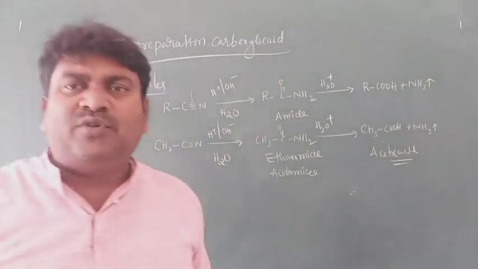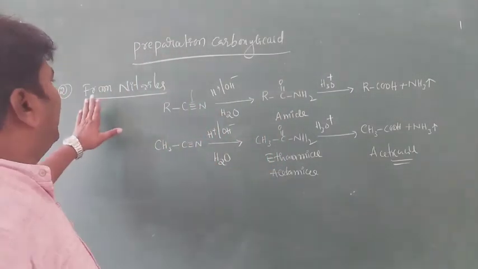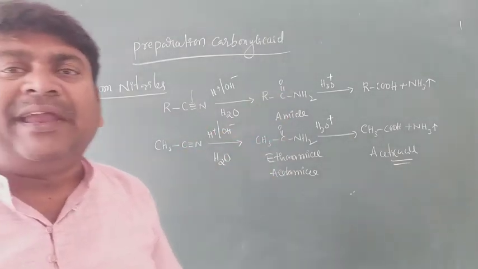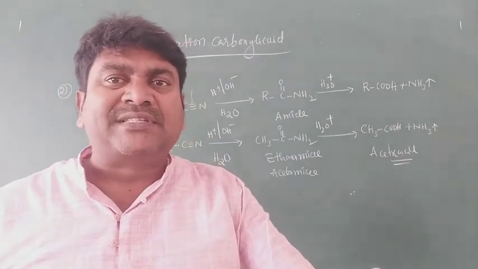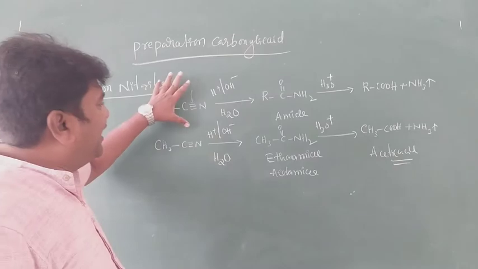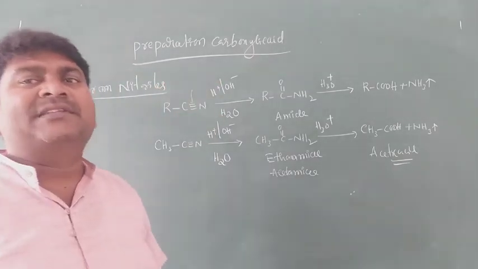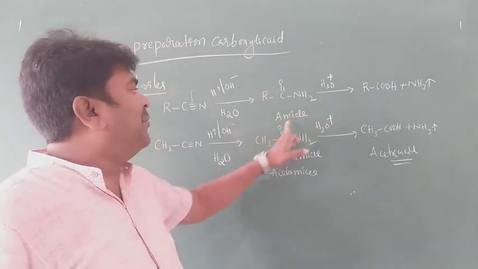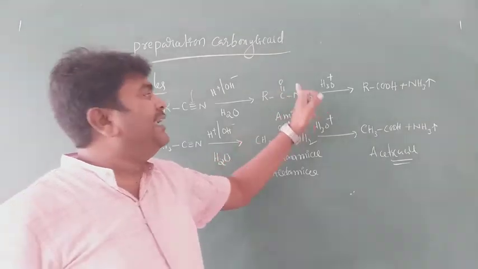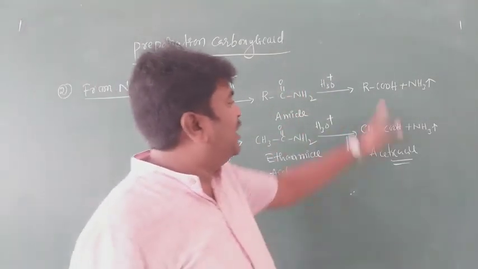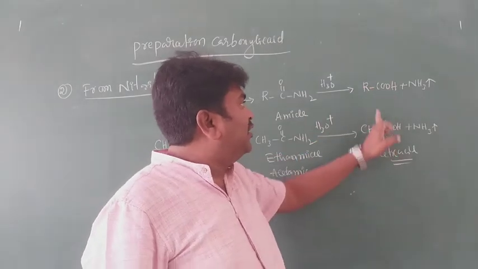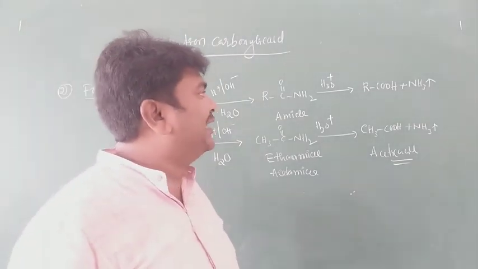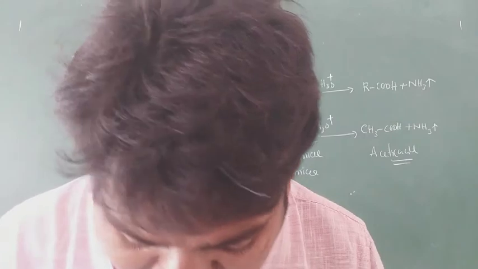That's all. So now you have to see here. This is for the preparation from nitriles. What you observed here? What is the intermediate compound here? The intermediate compound is the amide. Here it undergoes hydrolysis two times. First, the alkane nitrile undergoes hydrolysis in presence of acidic medium or basic medium, and you will get the amide. So the amide is the intermediate compound. The amide again undergoes hydrolysis, and you will get the carboxylic acid, RCOOH, along with the ammonia gas. This is very important, my dear students.